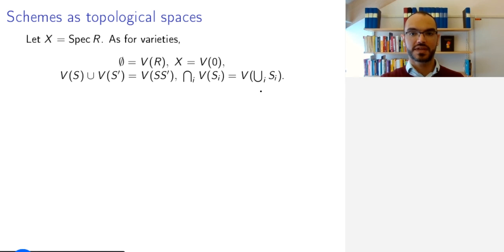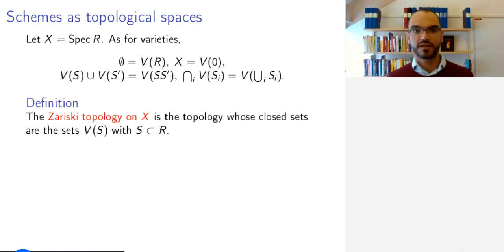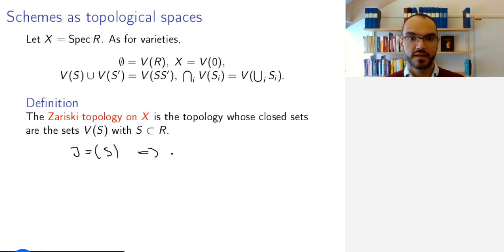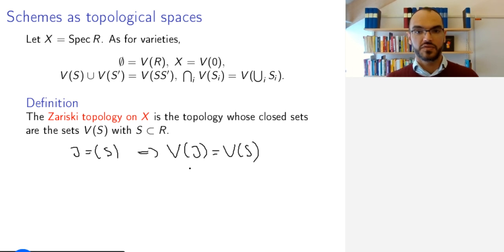All of this is analogous to the case for varieties, and therefore they define a topology, and this is called the Zariski topology on X. So it is the topology now not only on the set of all maximal ideals of R, but on the set of all prime ideals of R. So the topology is defined by the closed sets being exactly the sets V(S) with S in R. And these sets V(S) behave exactly as for varieties, meaning that, for example, if you have an ideal J generated by a set S, then V(J) is the same as V(S), and so on.